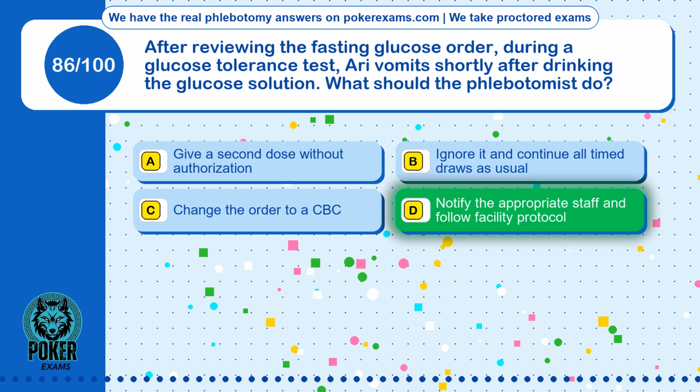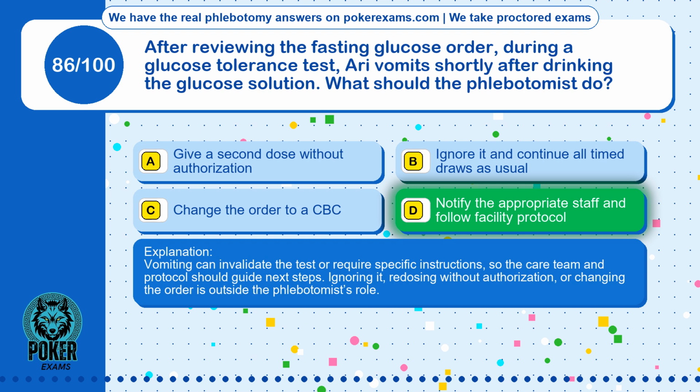The correct answer is option D. Notify the appropriate staff and follow facility protocol. Vomiting can invalidate the test or require specific instructions, so the care team and protocol should guide next steps. Ignoring it, repeating the dose without authorization, or changing the order is outside the phlebotomist's role.